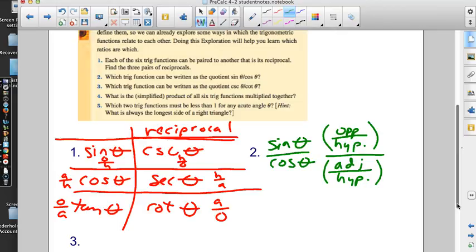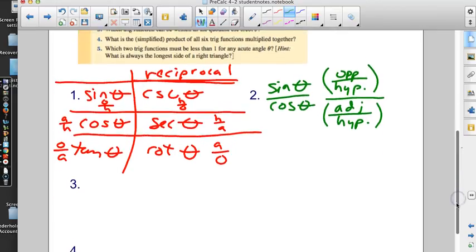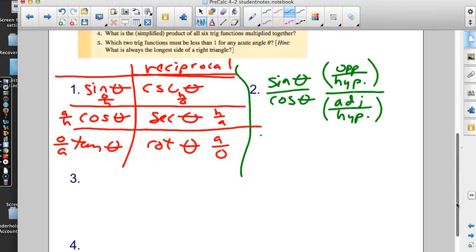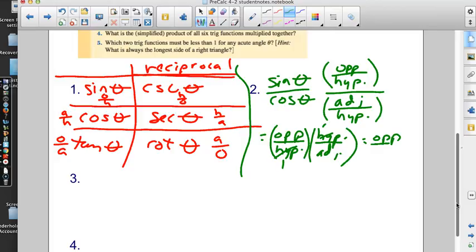So we don't divide fractions, we multiply by the reciprocal. So let's see, that would be opposite over hypotenuse times hypotenuse over adjacent. Well, hypotenuse is going to cancel out. And I get opposite over adjacent. Which trig function is opposite over adjacent? We found our answer.